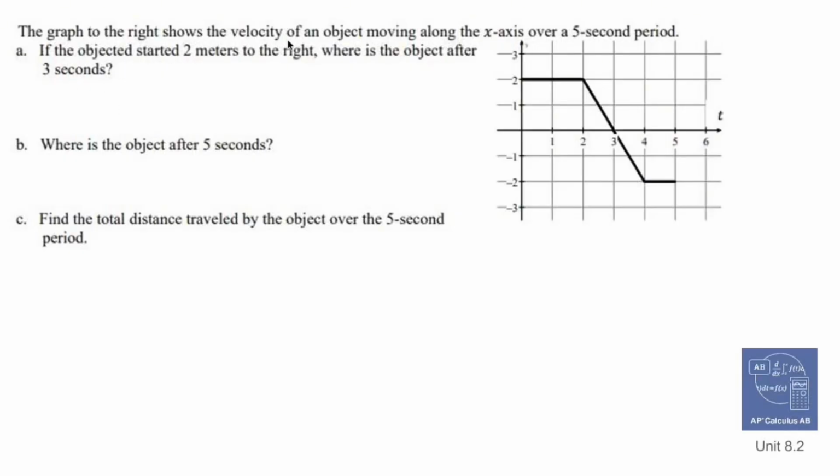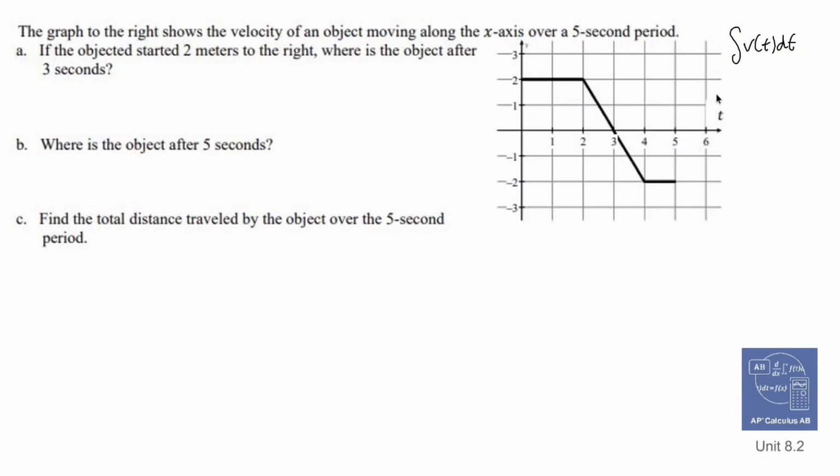The graph to the right shows the velocity of an object moving along the x-axis over a 5-second period. If the object started 2 meters to the right, where is the object after 3 seconds? So this is the velocity function. All right, and here it's asking us where stuff is. So what I really need to focus on is, not the derivative, the integral of the velocity.